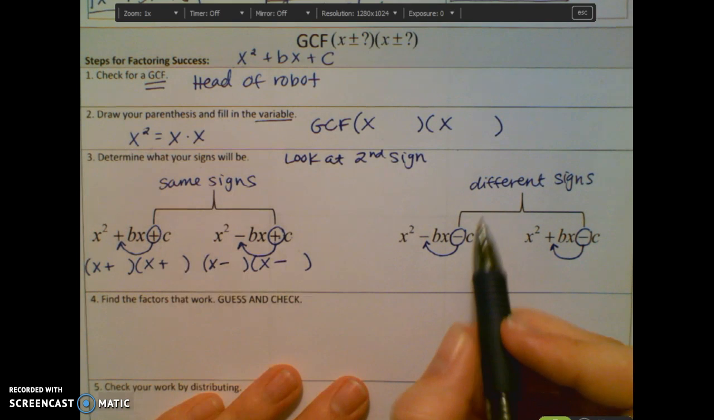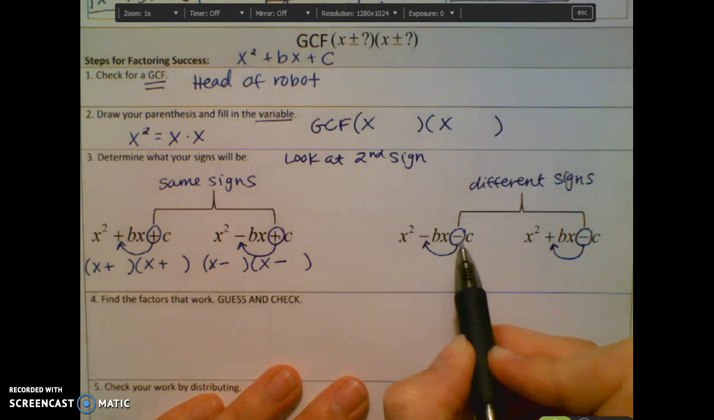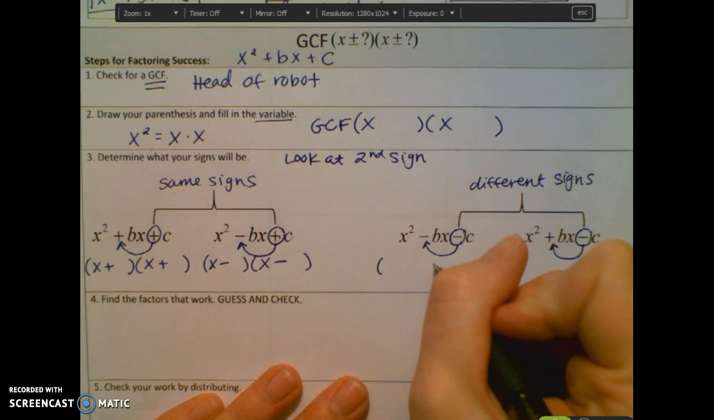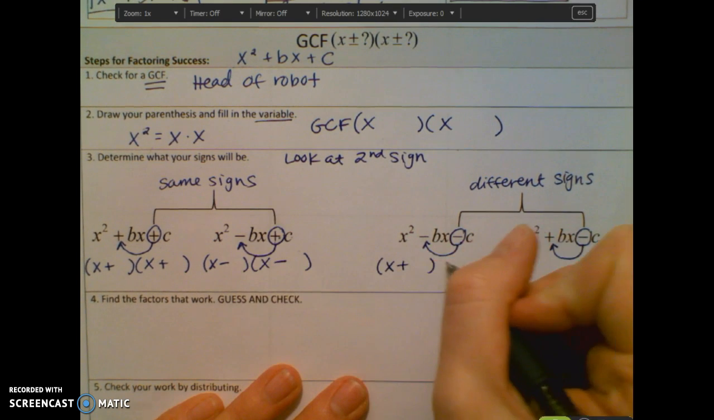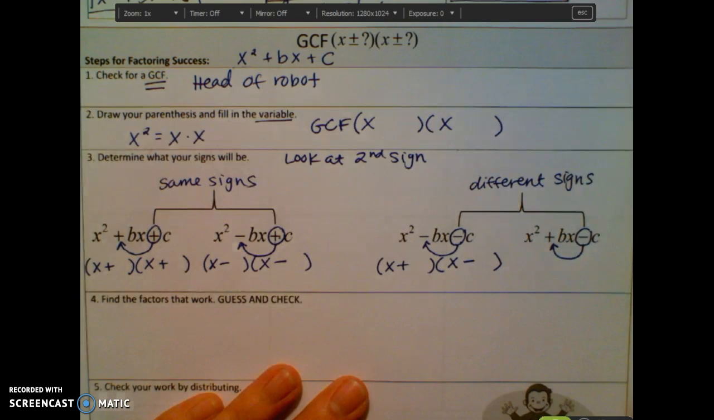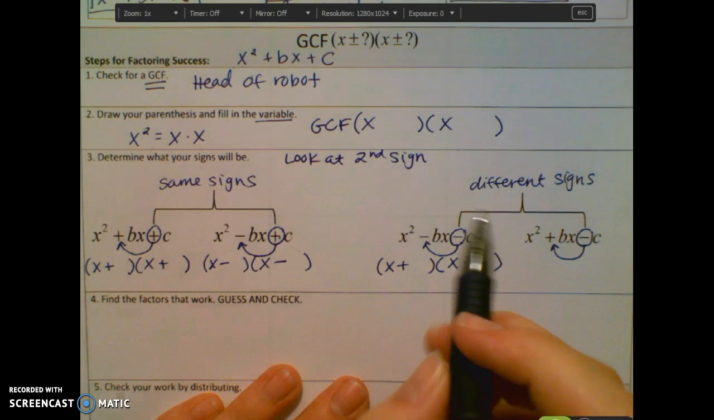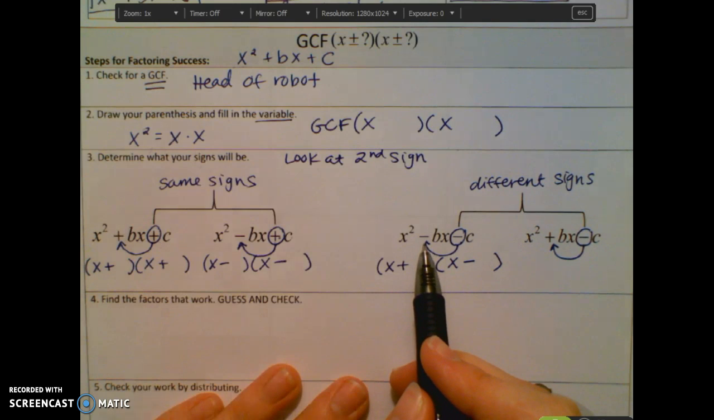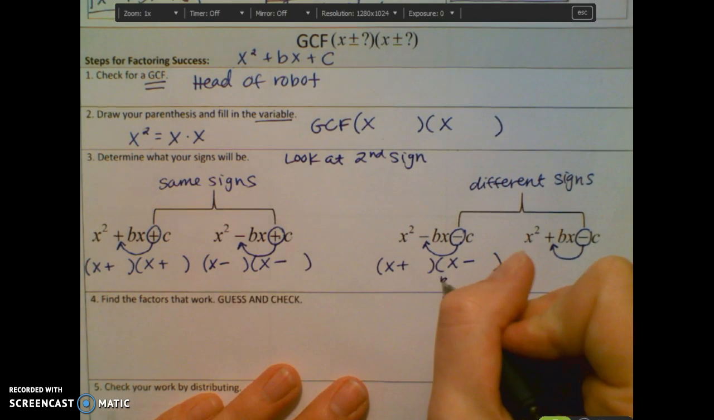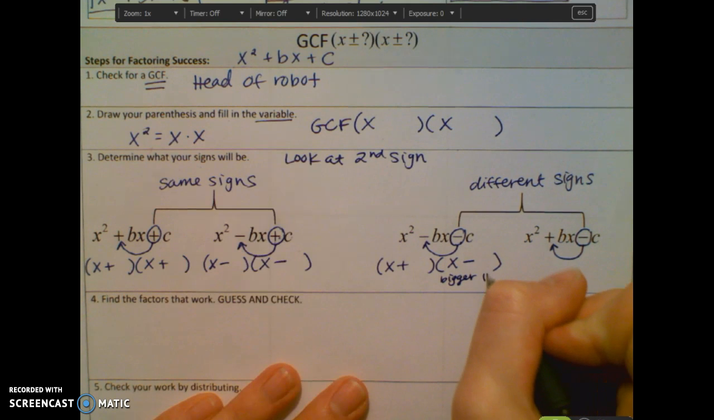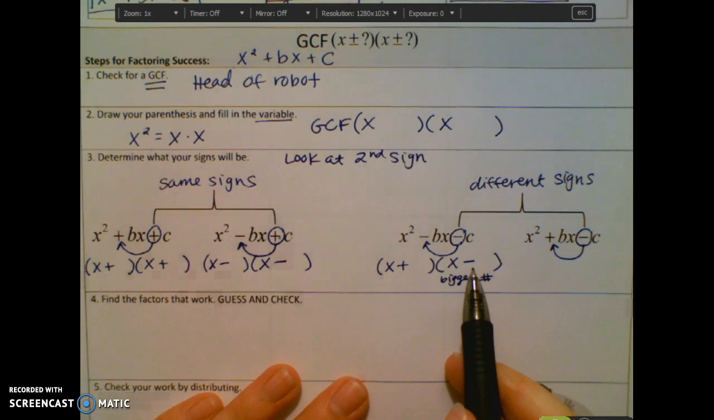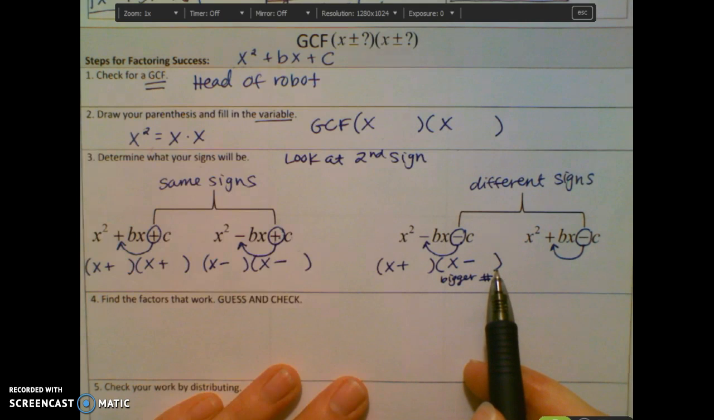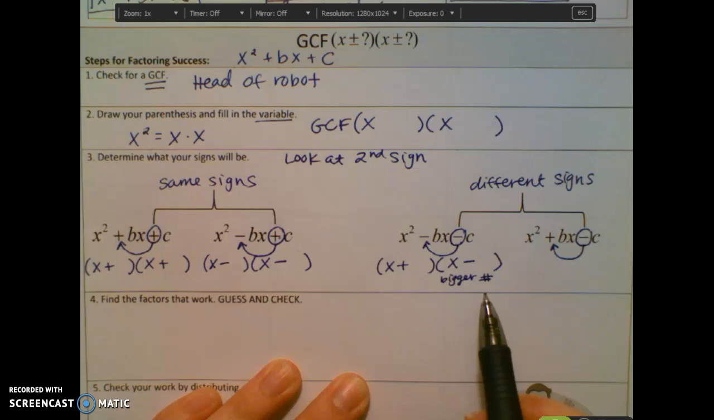So what if we have a second sign that is negative? Well, that means we're going to have x plus something and x minus something, because we have different signs. But now this negative sign tells us that the bigger number is going to be negative. So go ahead and write that. The bigger number is going to be negative. And if that doesn't really make sense now, that's okay. I'll explain it more on the back, but let's write this all down.